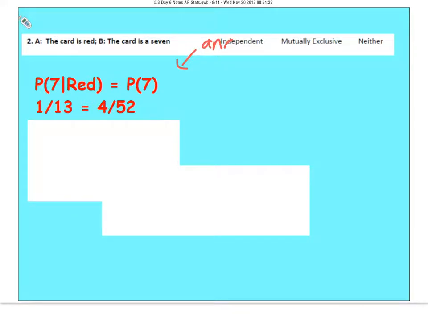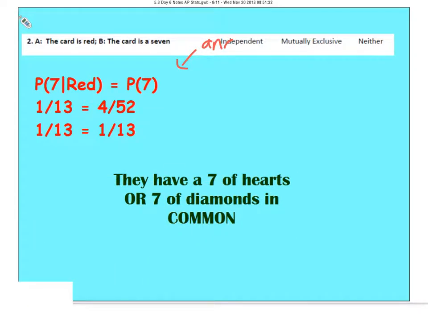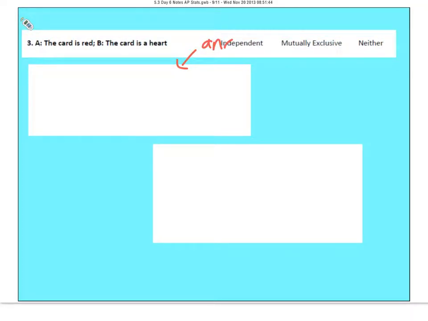Now be careful, they don't look alike, but they actually are the same. These two are independent, which means I know they cannot be mutually exclusive. It's impossible. So for this case, the answer is independent for the scenario. Scenario 3, event A, the card is red. Event B, the card is a heart.